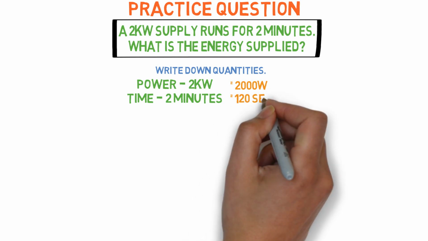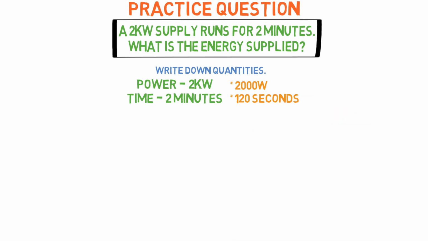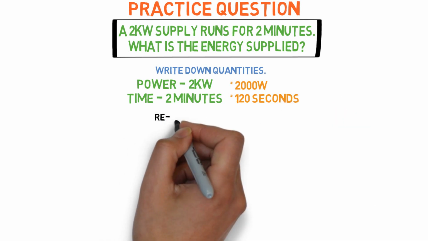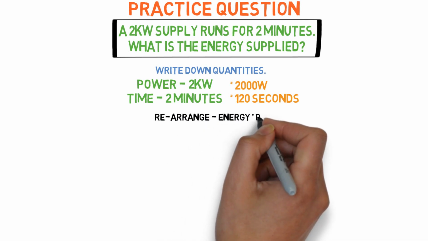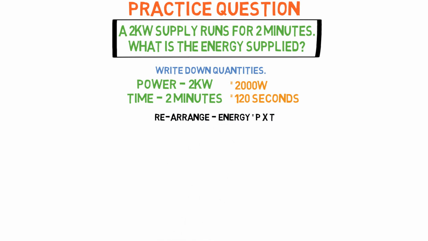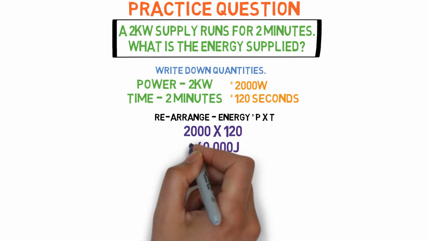Next, rearrange the formula. Energy equals power times time. 2000 watts multiplied by 120 seconds gives us 240,000 joules. This can be written down as 240 kilojoules.